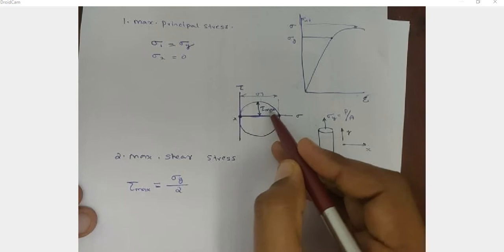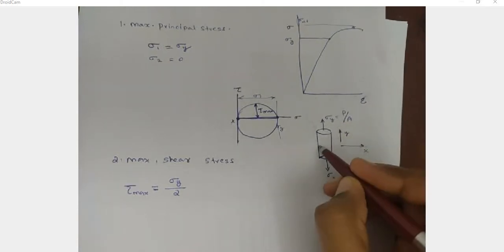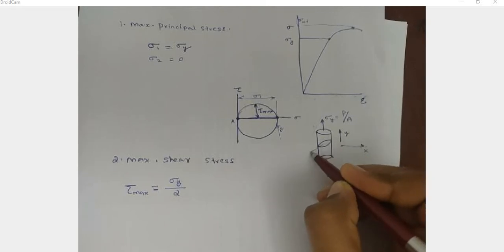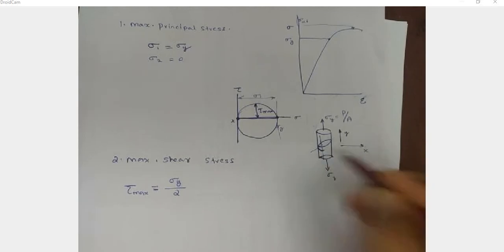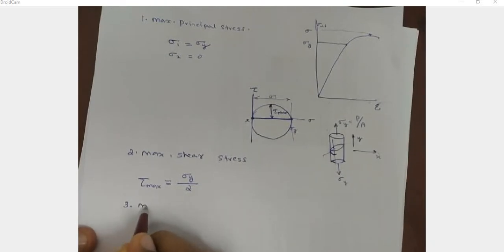This is also radius. Tau maximum also is radius. So it is equal to sigma y by 2. So that is the maximum shear stress on this member. Here the shear stress is developed on a plane that is at an angle of 45 degrees with the direction of stress. At a 45 degree angle from the direction of loading, we get the maximum shear stress plane. And what is the value of maximum shear stress? Sigma y by 2.